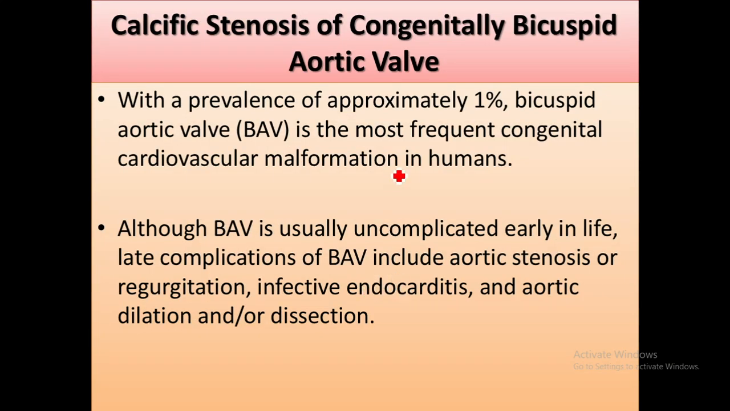Now, calcification of congenitally bicuspid aortic valve. With a prevalence of approximately 1%, bicuspid aortic valve is the most frequent congenital cardiovascular malformation. Although bicuspid valve is usually uncomplicated in early life, later it may give rise to aortic stenosis, regurgitation, infective endocarditis, and aortic dilation or dissection.